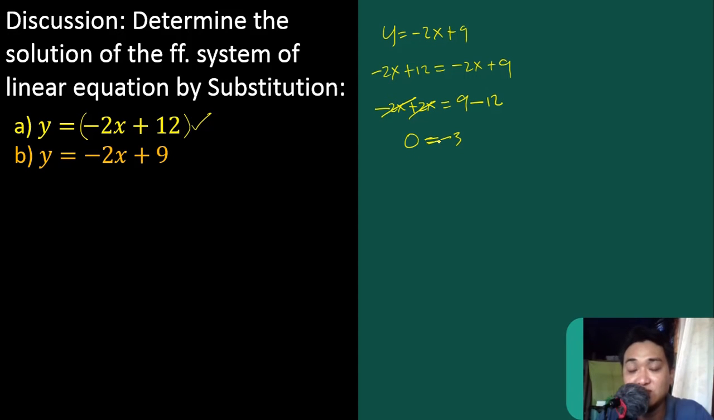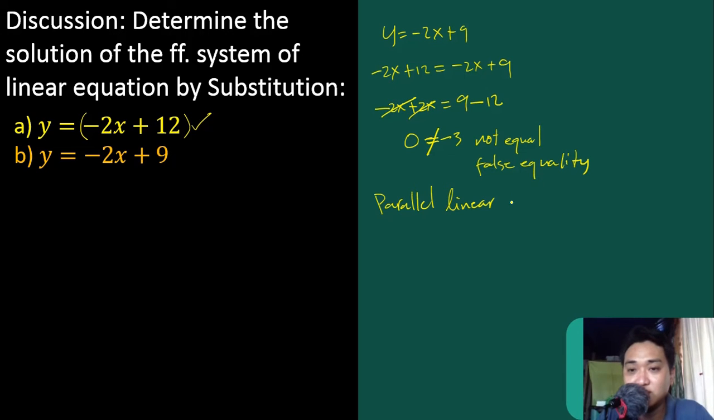Would you agree that 0 is equivalent to negative 3? Of course not. So, 0 is actually not equal to negative 3. And whenever you have that kind of relationship and not equal, or in other references, it is a false equality, by just solving it alone, you could conclude that the two systems are parallel linear graphs. And whenever they are parallel, they are inconsistent linear systems.